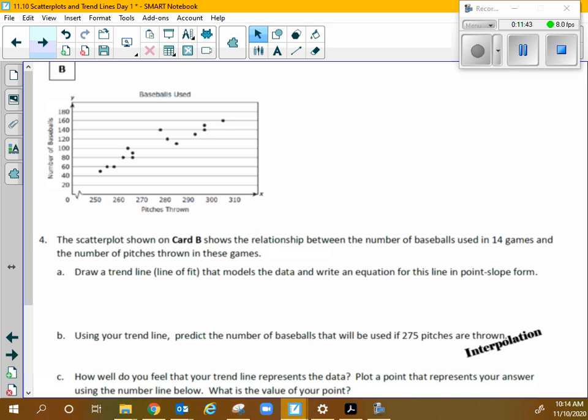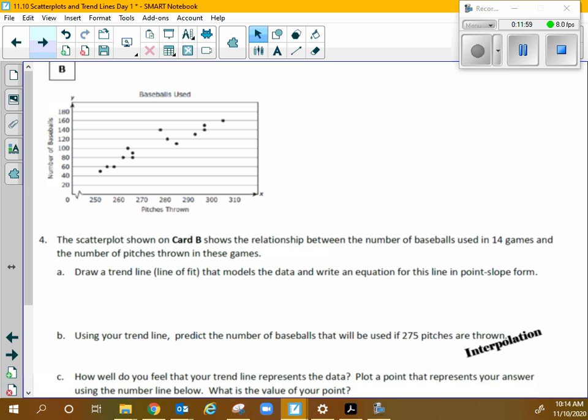The scatter plot shown on card B shows the relationship between baseballs used in 14 games and the number of pitches thrown during these games. Draw a trend line or a line of best fit that models the data and write an equation for this line in point slope form.